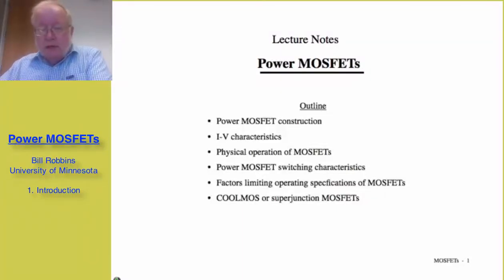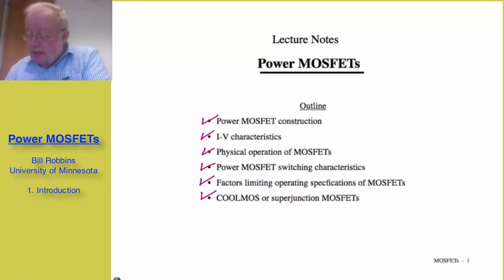In this video module I'm going to discuss MOSFETs that are designed for power electronic applications. More specifically, I'm going to talk about the following topics. First, we'll talk about the construction of a power MOSFET, what its vertical cross-section looks like. We'll then talk about the IV characteristics, then the physical operation of the MOSFET, then the switching characteristics of MOSFETs, factors that limit the operating specifications of the MOSFET, and finally a new variation of the MOSFET, the so-called COOLMOS or superjunction MOSFET.